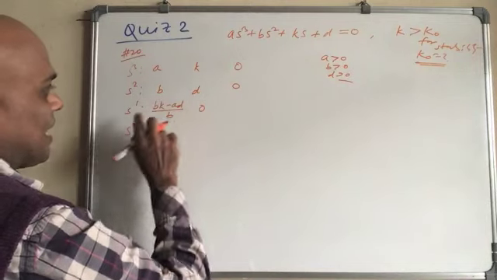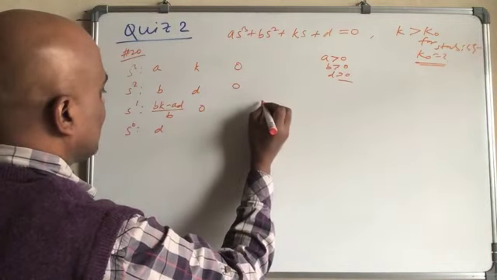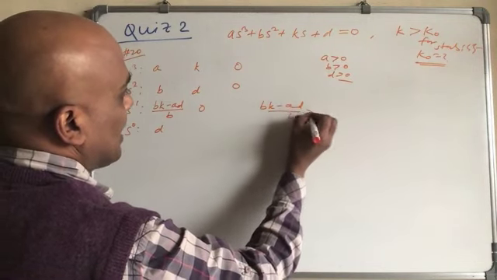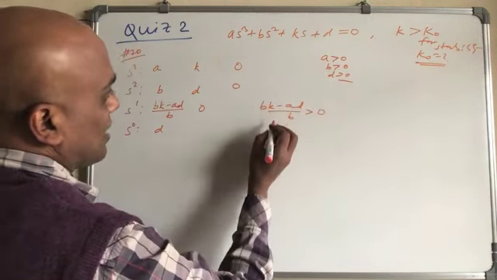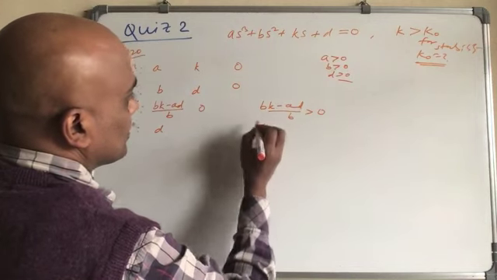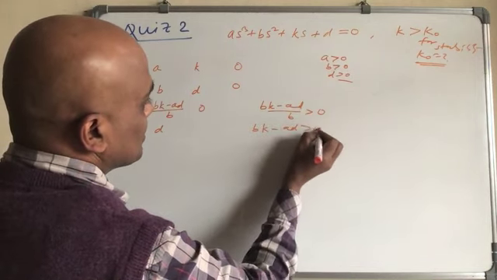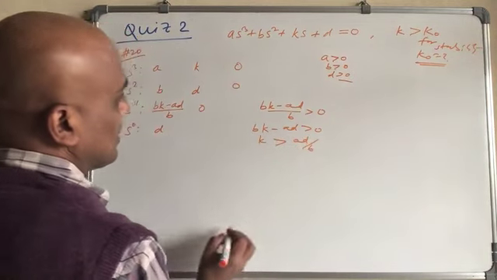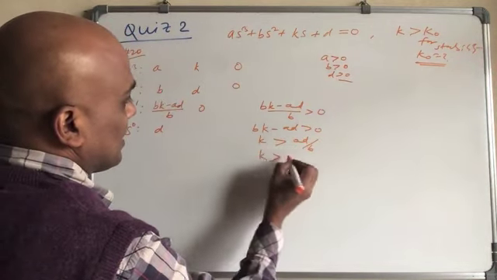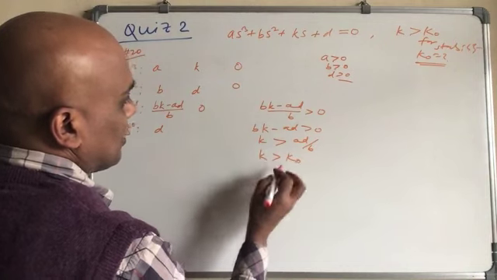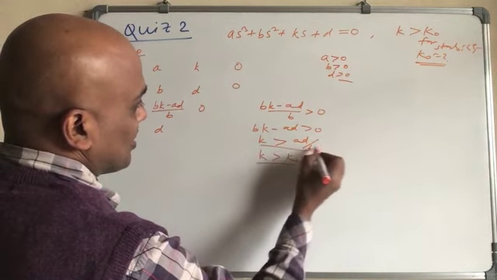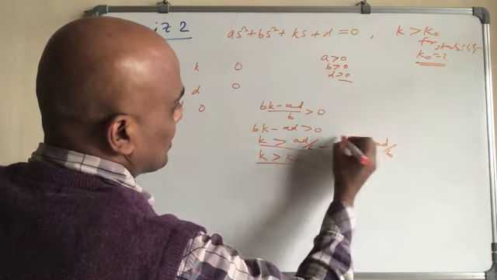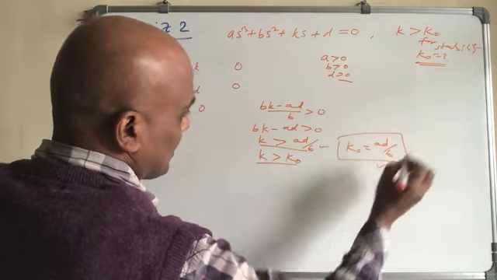The only thing is this has to be greater than 0, right? So BK minus AD over B has to be greater than 0, and we get BK minus AD greater than 0, or K should be greater than AD over B. Since K greater than K naught is the condition for stability, and this is also for stability, hence we know that K naught equal to AD over B. So AD over B will be the answer.